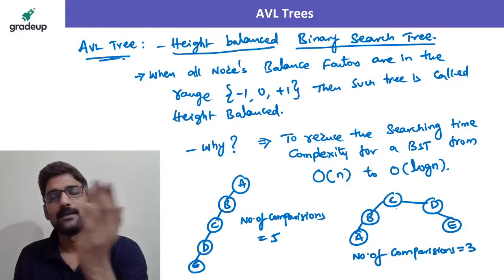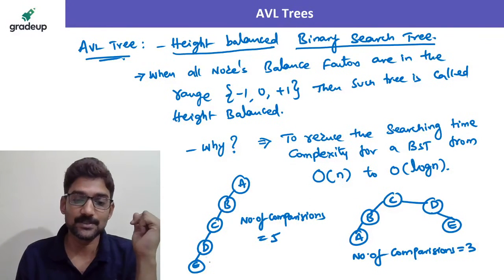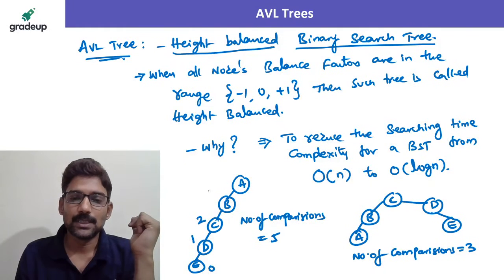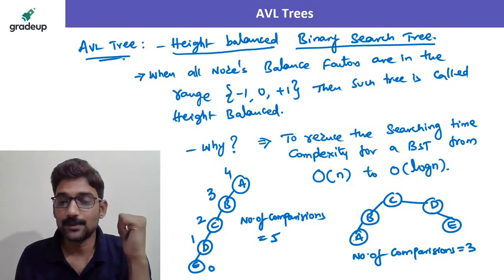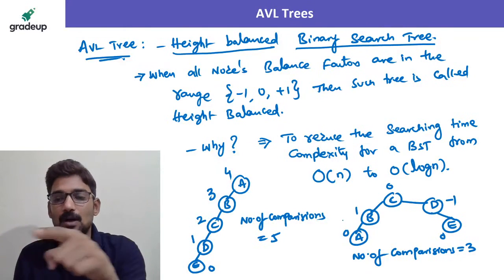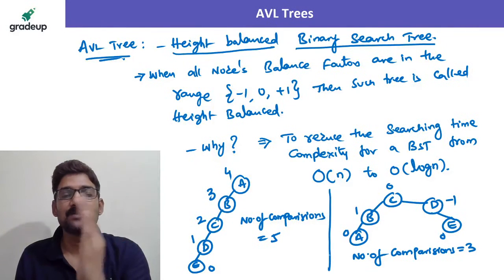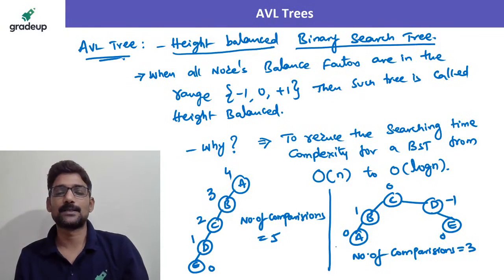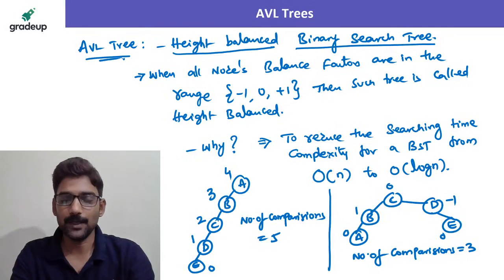If E is greater than C, we will only search in the right subpart. Left nodes you need not compare. Why this difference? You see the balance factors. E balance factor 0, D balance factor 1, C balance factor 2, 3, 4. So there are many critical nodes. But here you see the balance factors 0, 1, 0, -1, 0. So all the balance factors are in the range -1, 0, +1. If you maintain the balance factor in this range, definitely the searching time complexity will be less. This is the motto.